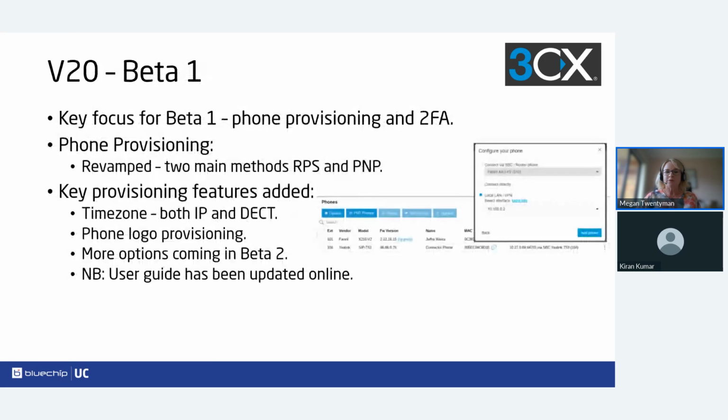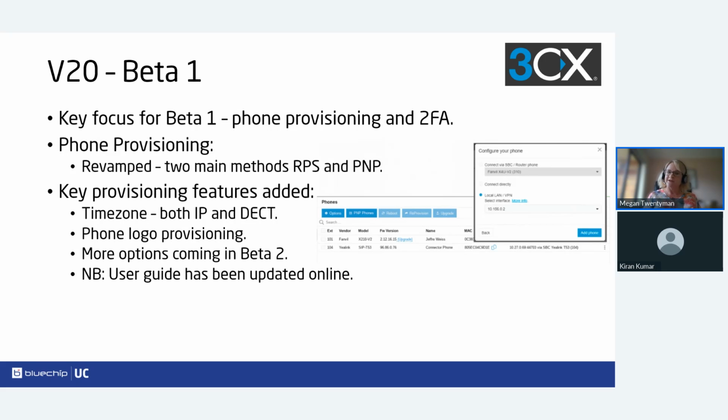So beta 1, which came out last Friday, had a clear focus around the phone provisioning and 2FA or two-factor authentication. Okay, so phone provisioning is being revamped. You will have seen over several updates now that they're making that methodology much more simple. Two main methods are your RPS or your plug and play.